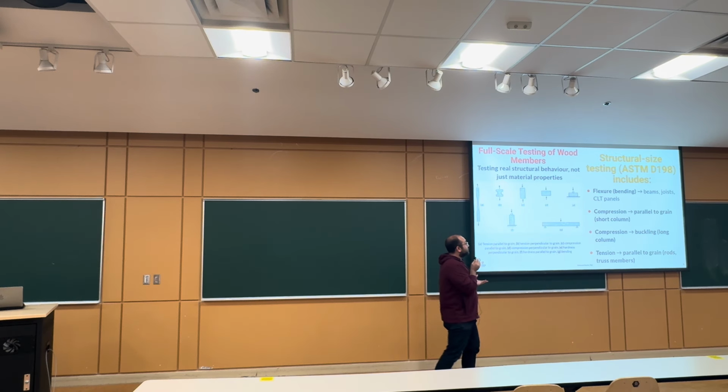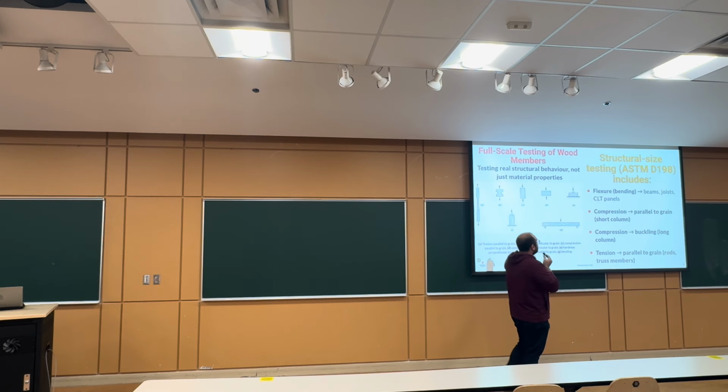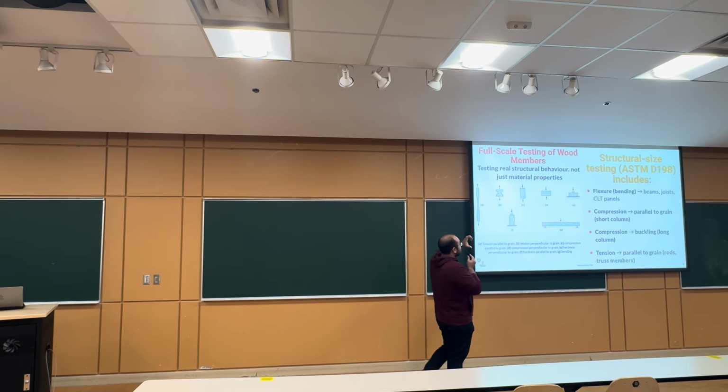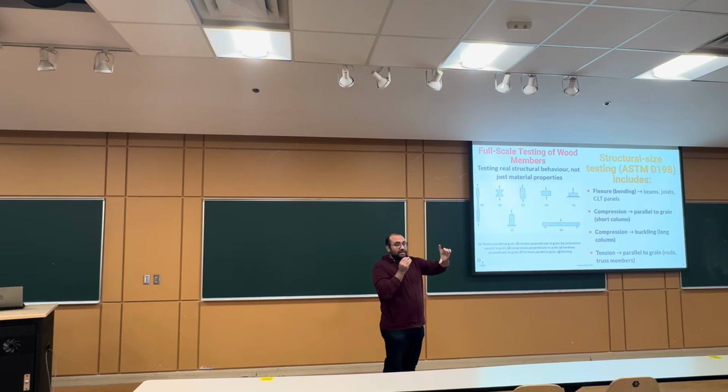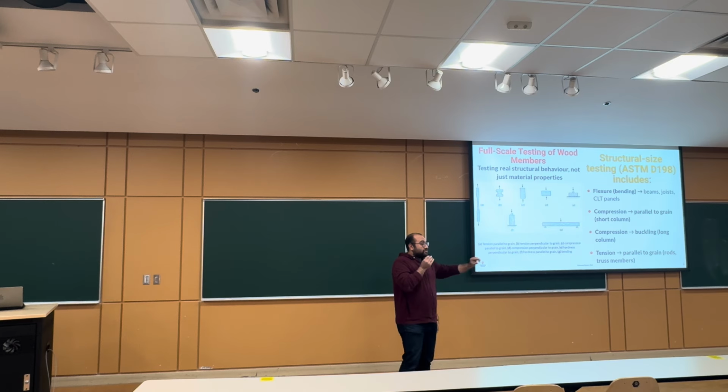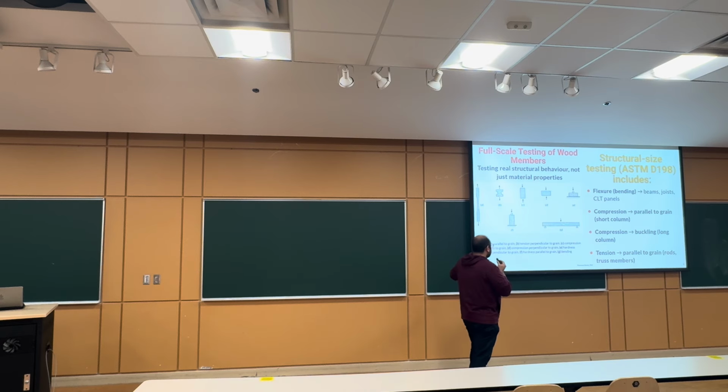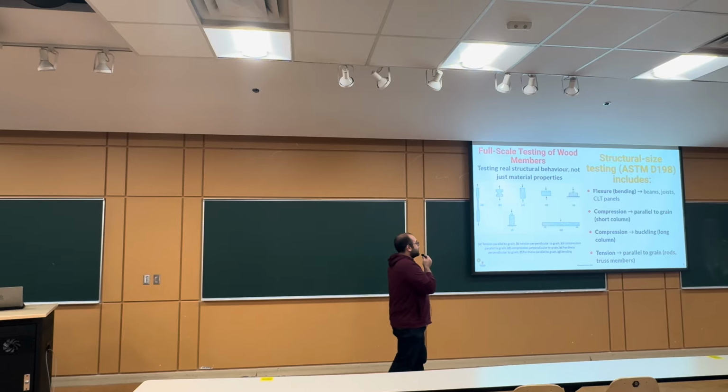So the solution is the other way, which is the structural size testing, where we have specimens in the dog bone shape, and we apply tension or compression on them, or, if we have a smaller member, we can apply bending. The difference between these tests of wood and other tests is that we can apply the same test in two different directions: with the direction of the grain, or the opposite direction, perpendicular to the grain.